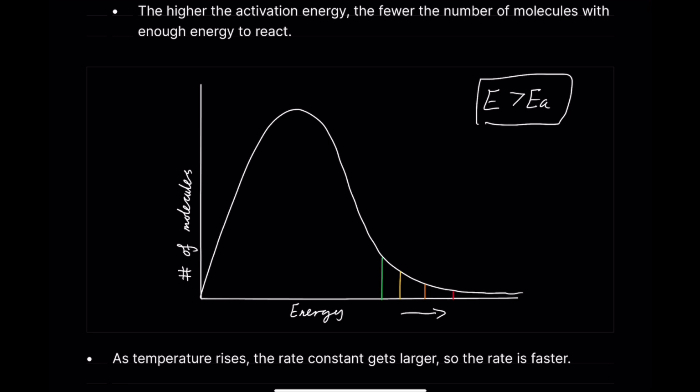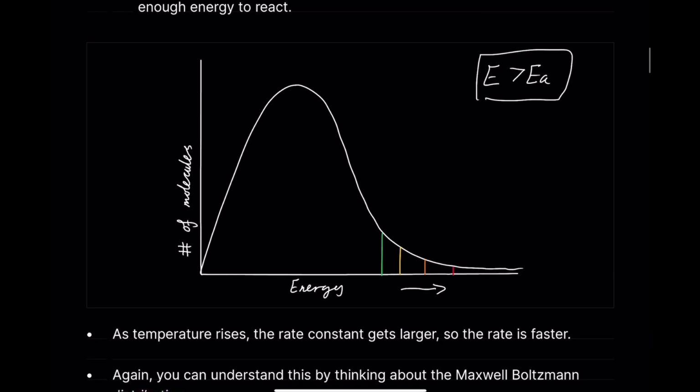Bringing it back to this point, if we keep moving this arrow, so we keep moving the activation energy line, we see fewer particles with E greater than the EA, and we just keep on going.